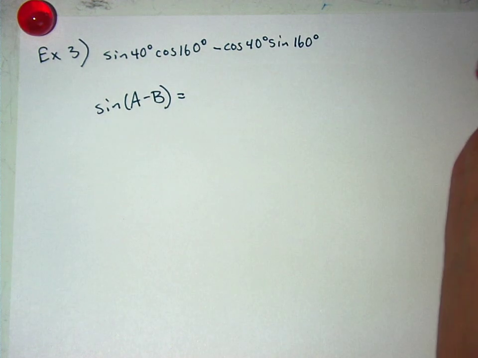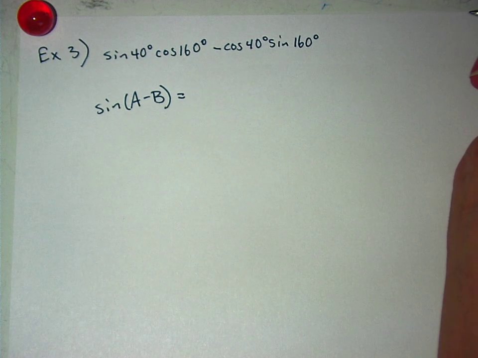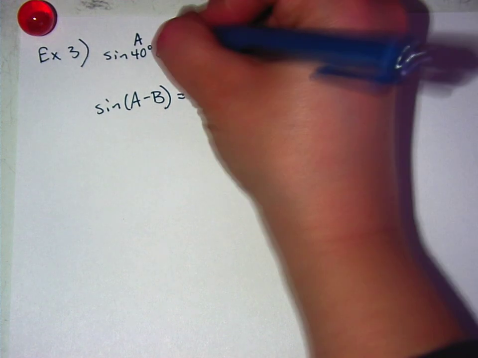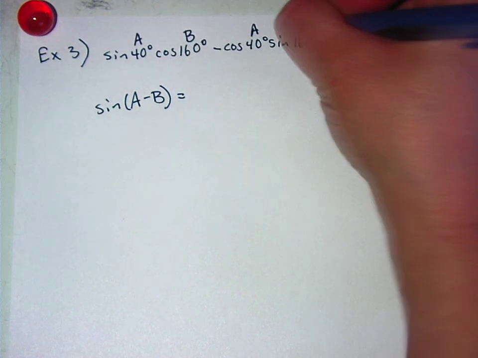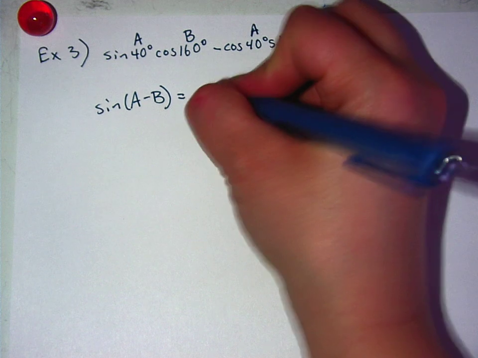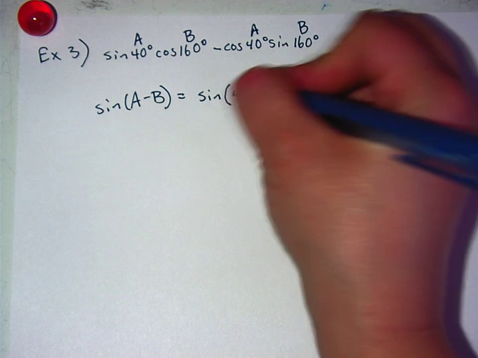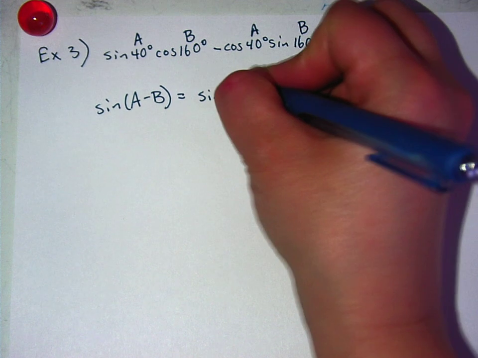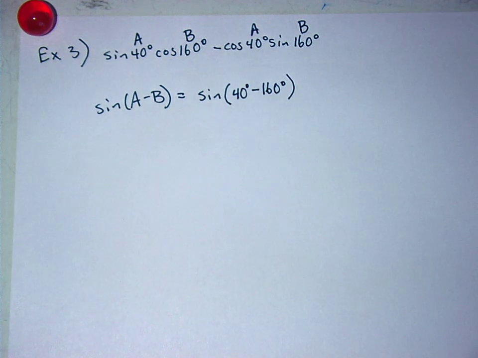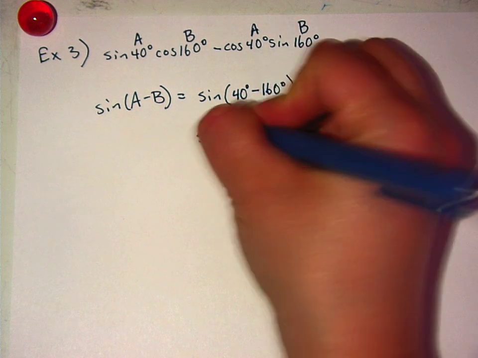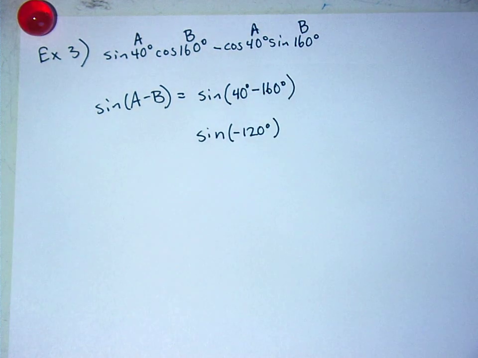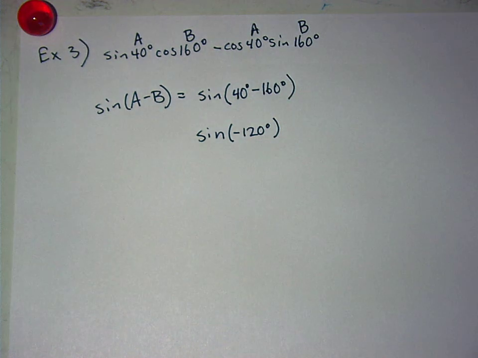Which one's a? A is 40 degrees, and B is 160 degrees. So I'm going to write that's equal to the sine of 40 degrees minus 160 degrees. And what's 40 degrees minus 160 degrees? Okay, all right, so we're looking for the sine of negative 120 degrees. Turn to your partner right now and find the sine of negative 120 degrees.